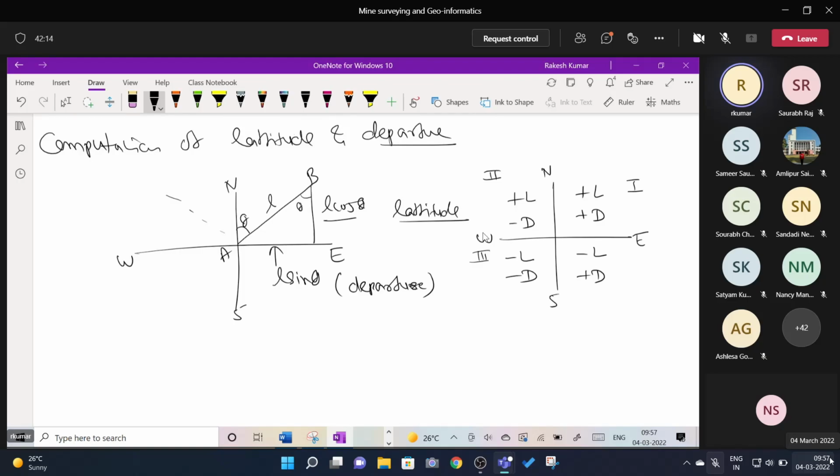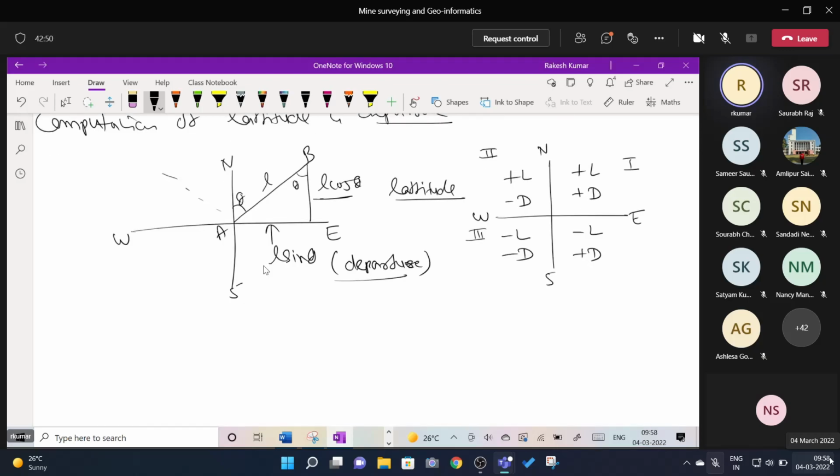Okay, before going further, the latitude of a line is the distance measured parallel to the north-south. Your latitude is always measured parallel to the north-south, and your departure is always measured parallel to the east-west line. You just remember: latitude will always be parallel to the north-south, and departure will be parallel to the east-west.